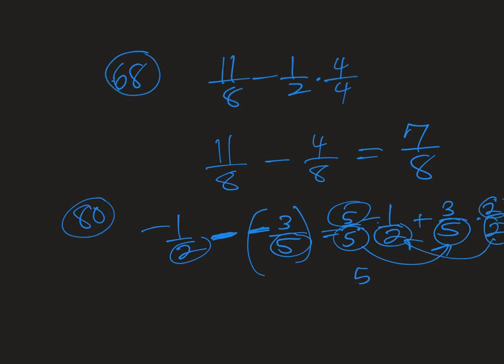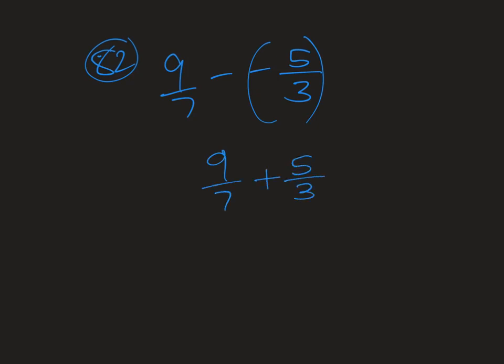And so we have, well actually negative 5 over 10 plus, and we have 3 times 2, which is 6, divided by 10. So you have negative 5 over 10 plus 6 over 10. And then you go ahead and you can take care of it: what's negative 5 plus 6? And so we have 1 over 10. So that's how we do number 80. Let's try number 82.